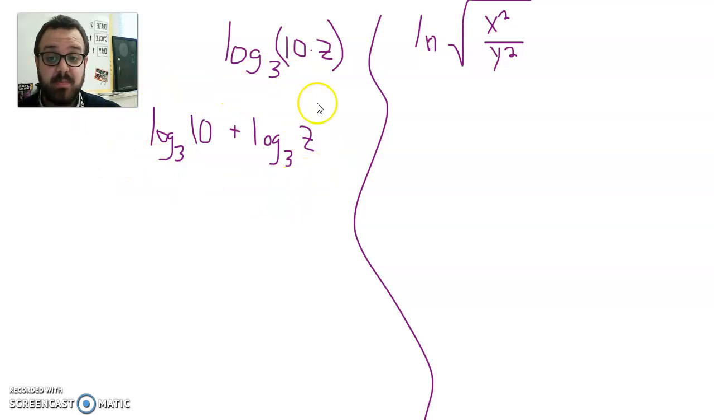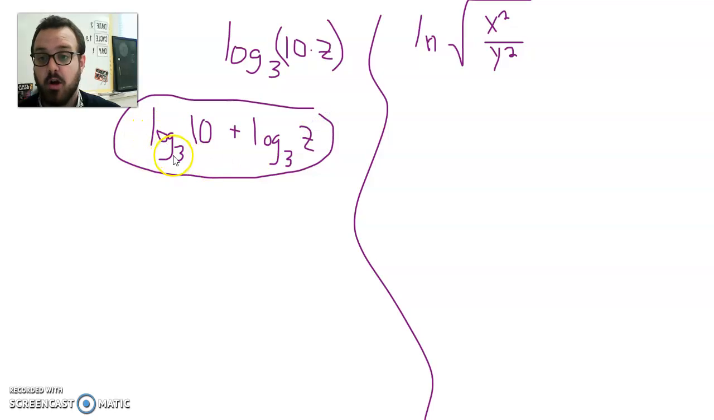Now, this actually is about as far as this can expand. We don't have any other properties we can apply. The only thing we could do is say what the log base 3 of 10 equals, but it's going to be some gross decimal, so it doesn't really help us out. So this would be my final answer. Again, we expanded it by using that property. Now, I started with a really simple one. Let's get to a much more complicated one.